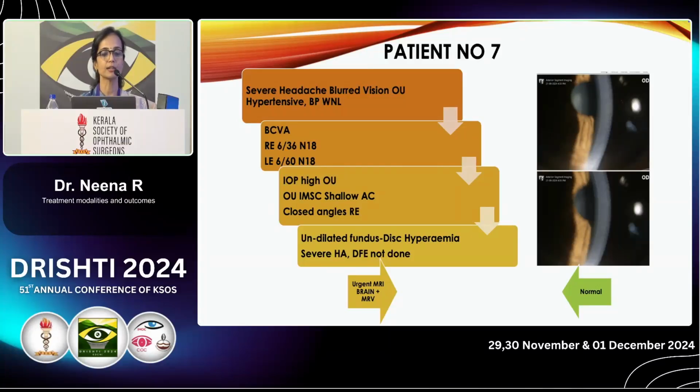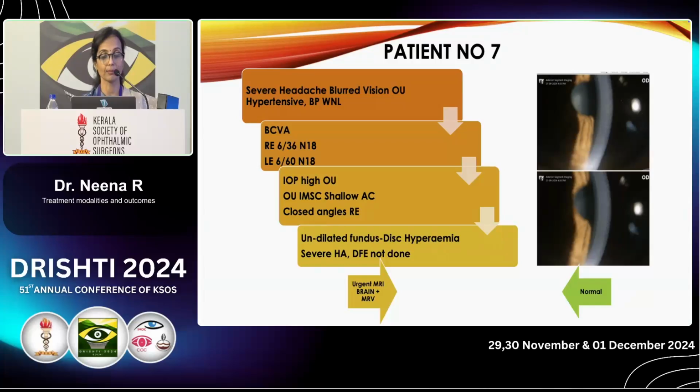This patient was a lady who came with severe headache to her OPD. She couldn't sit or stand, so bad was her headache, and she had blurry vision. Hypertensive, but we checked the BP, it was normal. Visual acuity was subnormal, 6/36, 6/60. This is her anterior segment picture. She had shallow AC with immature cataracts. Intraocular pressures were high.